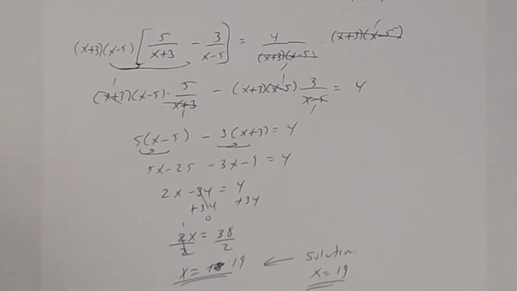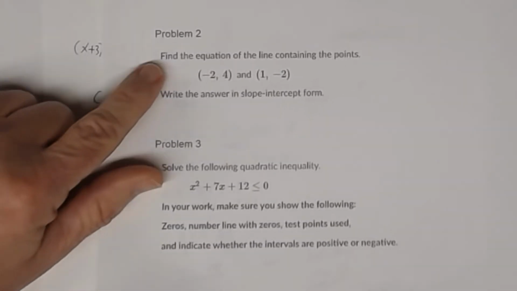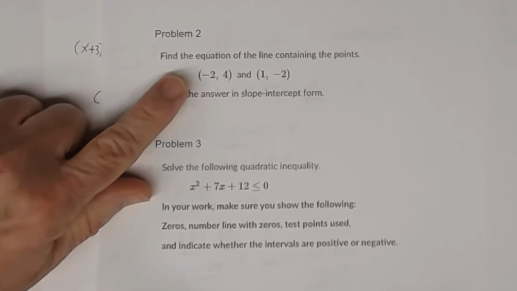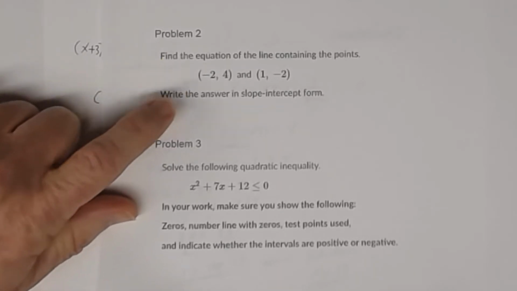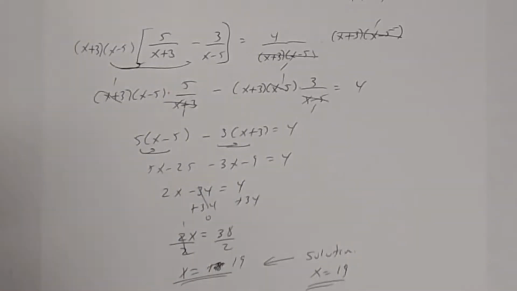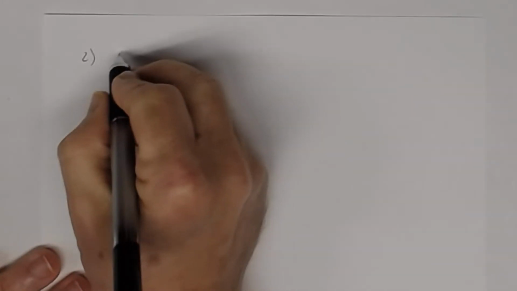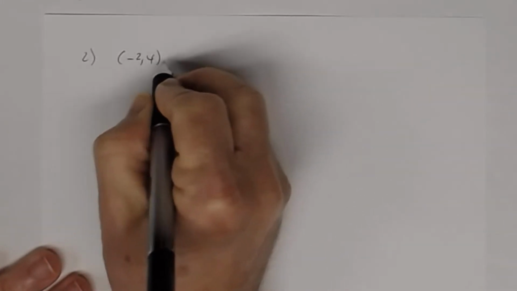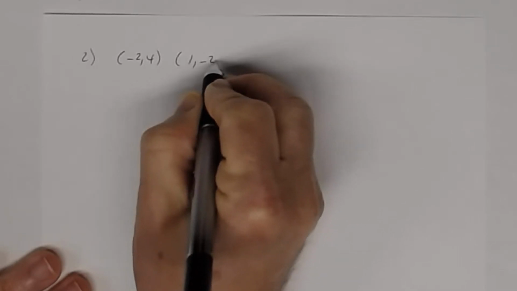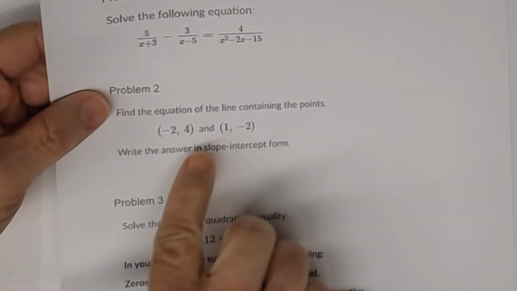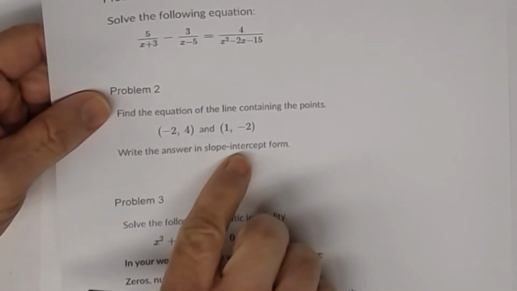So in number 2, you're asked to find the equation of the line that contains these 2 points. And you want to write the answer in slope-intercept form. So this is number 2. Let's go ahead and look at number 2. So number 2, my 2 points are negative 2, 4, and 1, negative 2. And you want to again find the equation of the line that goes through those points, and your answer needs to be in slope-intercept form.